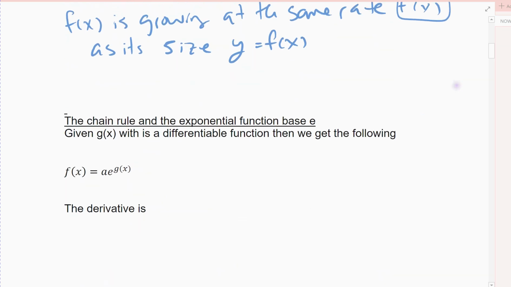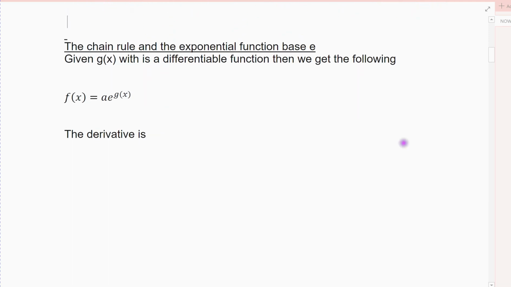Where things get more complicated is when you've got something other than x up there, and it can be anything. When it's something other than x, it's a function of x, which can be as simple as negative x, because I've taken negative 1 times x, it is no longer just x. We have to involve the chain rule. So the chain rule and the exponential function: our g of x is differentiable. Remember, the chain rule is the derivative of the outside, leave the inside, and then separately we multiply by the derivative of the inside.